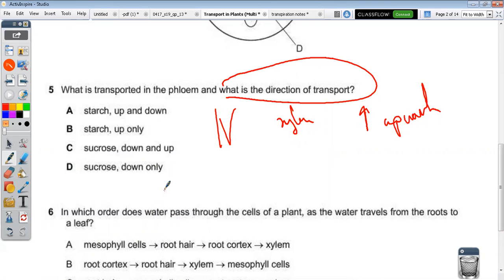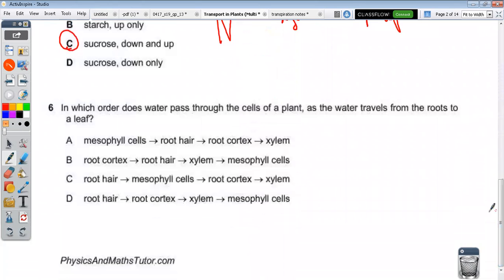So what's the best answer? Number 5? Sucrose down and up. Amino acids, down and up. Area of production to area of utilization or area of storage.